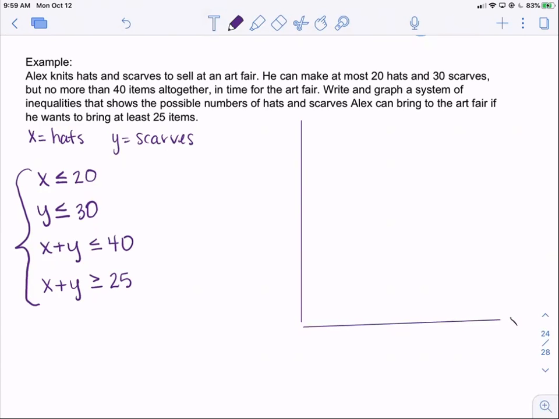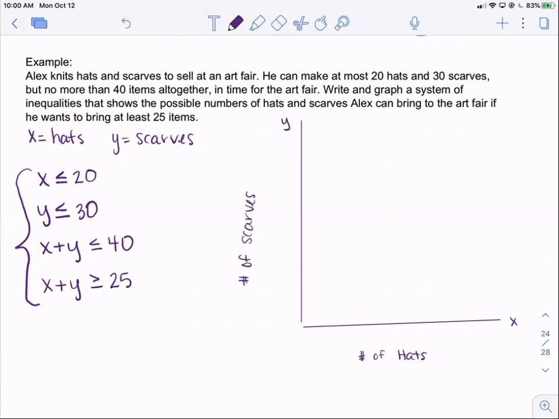All right, so now we're going to graph. Why are we only looking at the first quadrant? They're all positive. Okay, we can't have negative number of hats, negative number of scarves. Okay, so I'm going to start off by labeling. We know our x-axis represents hats, so this is going to be the number of hats. And the y-axis I'm going to call number of scarves.